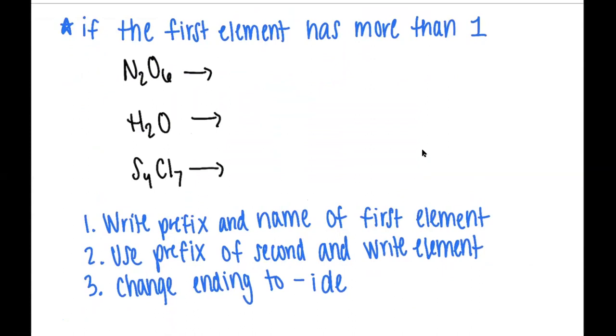All right. Now, the last examples we're going to do are if the first element has a number more than one, okay? So I'll do the first one. You're going to follow along with the next two, okay? So for the prefix of this, for nitrogen, we have two. So I'm going to write dinitrogen, okay? So that's what step one says. I write out the prefix and the name, so dinitrogen.